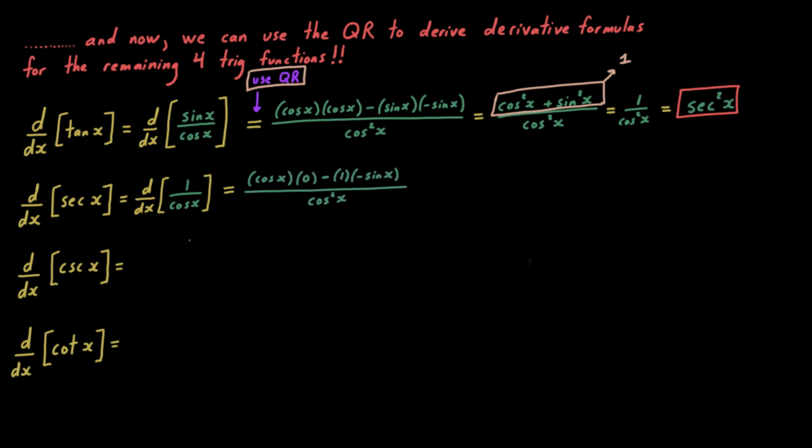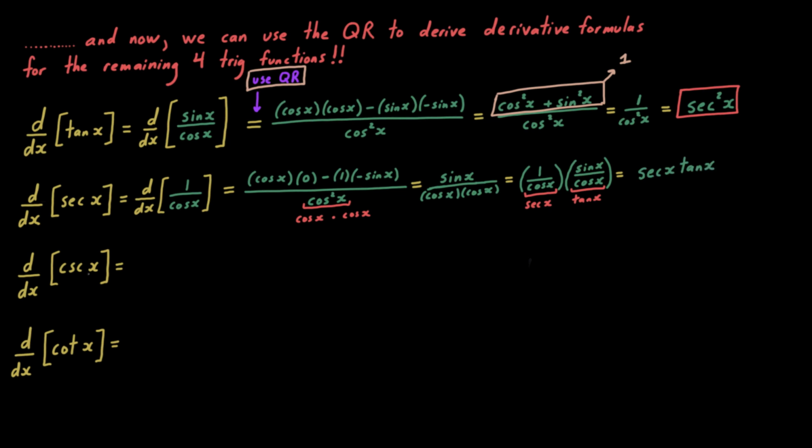Apply that quotient rule yet again. I get sine of x on the top, all over cosine of x times cosine of x, and I'm going to break that up into 2 fractions, 1 over cosine times sine over cosine. The former is secant, the latter is the definition of tangent, and we get secant times tangent. That is the derivative of secant of x. So we've proved another formula.